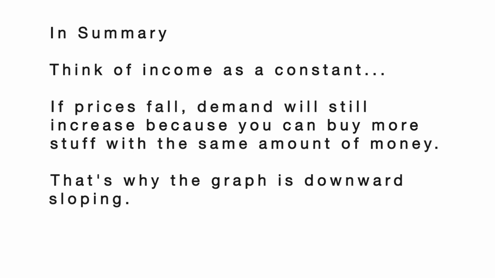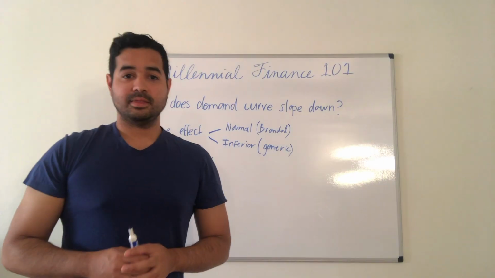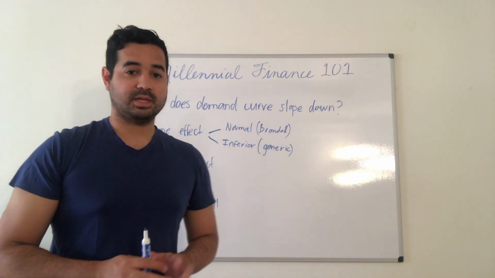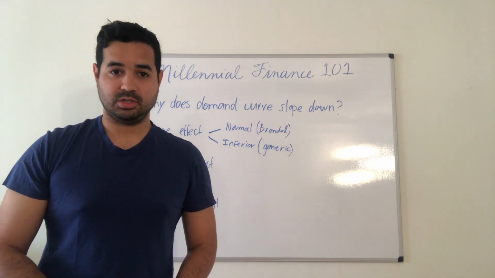So that inverse relationship that we see here, price is falling but you're still buying more stuff, that's why we have a downward sloping demand curve. The next example we're going to dive into is the substitution effect.